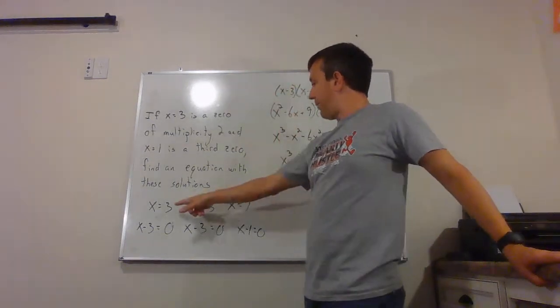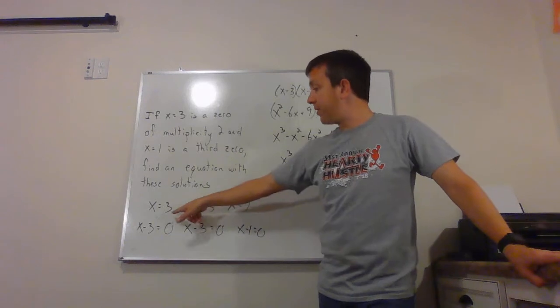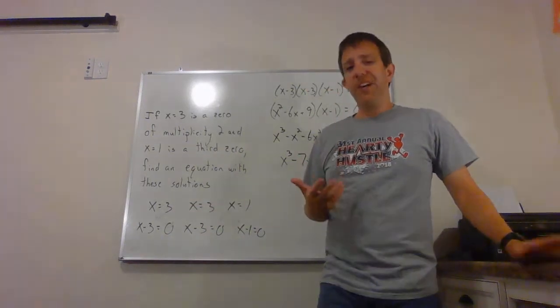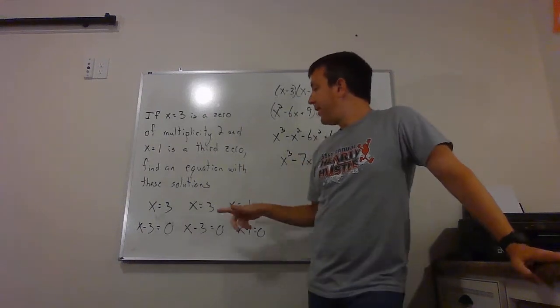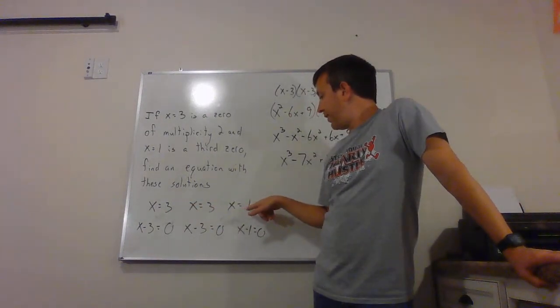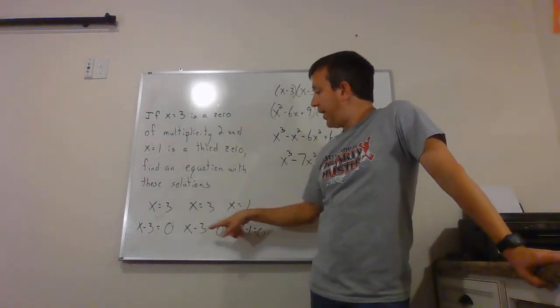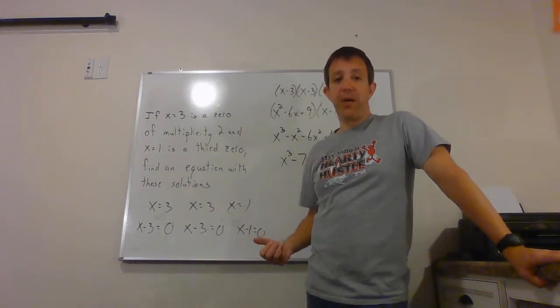So I wrote out my solutions. Notice I wrote out x equals 3 twice. Really, you can just do it once as long as you remember to use 2 of them over here. So I have x equal to 3, x equal to 3, and x equal to 1, and I got them all equal to 0 by subtracting.